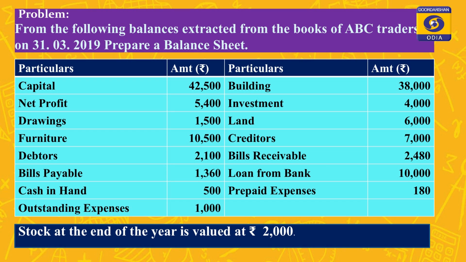Investments, again, it will show you a debit balance, so it will go on the asset side. Land, it will go again on the asset side. Creditors, 7,000, it's a liability, so it will go on the liability side, it will show you a credit balance. Bills receivable, they will be taken on the asset side because bills receivable will show you a debit balance. Loan from bank, liability, so take it on the liability side. And prepaid expenses, as we have paid the expenses earlier in advance, so it will go to the asset side.